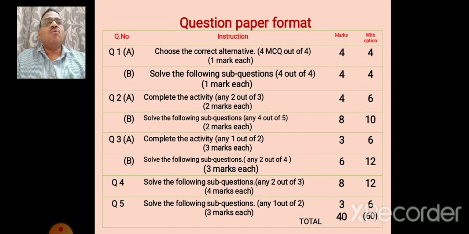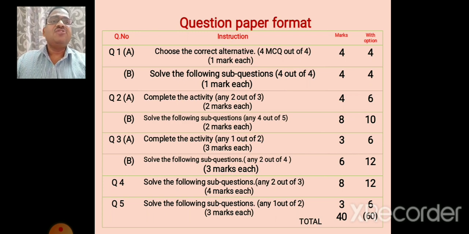Then what about the question paper format? How many questions are in the paper? You have to give 5 questions in each paper, Math First and Math Second. Question number 1A is, choose the correct alternative, that is multiple choice questions. You have to give 4 multiple choice questions. Out of these, you have to solve all 4 multiple choice questions, 1 mark for each. That is, question number 1A is for 4 marks.